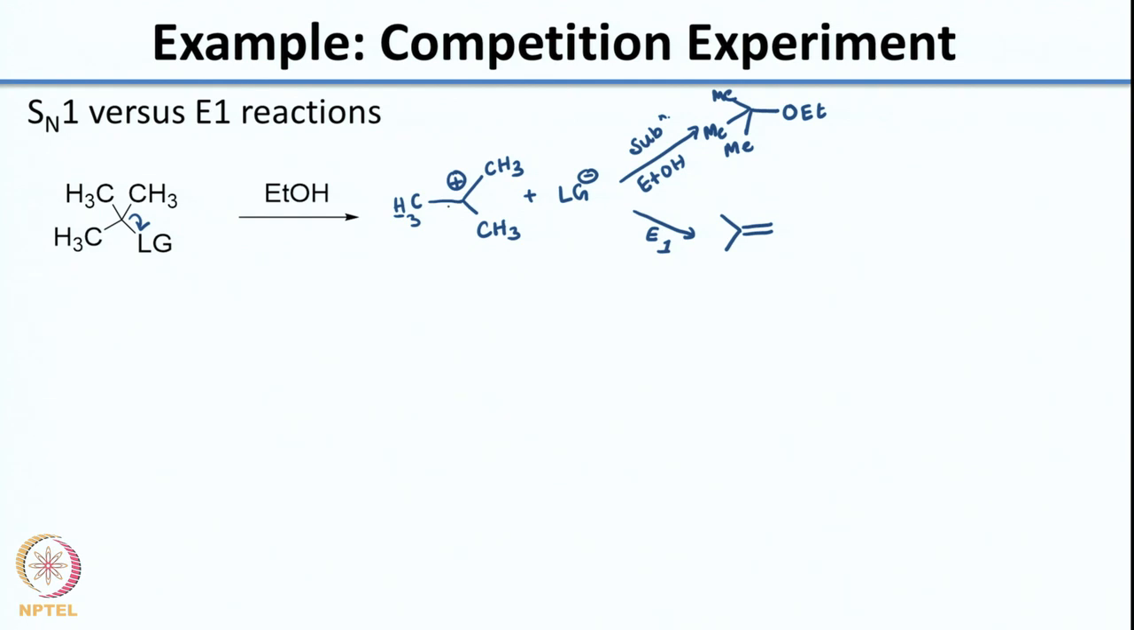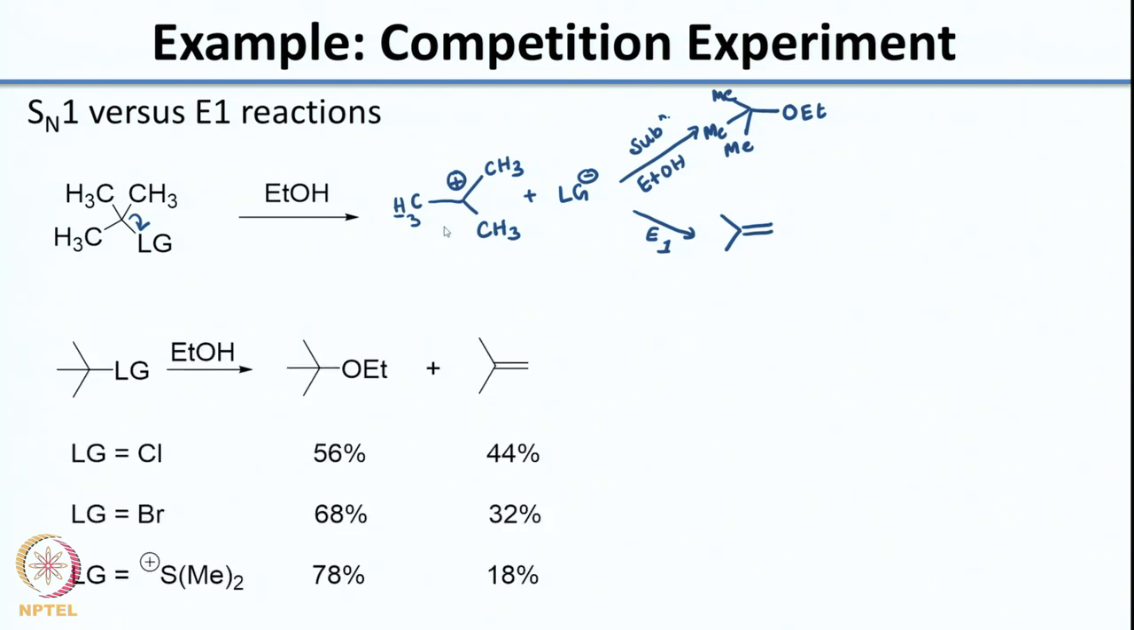Now, once you generate the carbocation, it can undergo either substitution or elimination. So, what I am saying is, if you have the same nucleophile, the extent of substitution and elimination should technically be the same. So, here is what was observed. Here the leaving group was varied, and what you see is the ratio of the products actually changes. In the case of Cl and Br, you have quite a bit of competition between the substitution as well as the elimination. Whereas, when you have a charged leaving group, you have a greater extent of substitution.